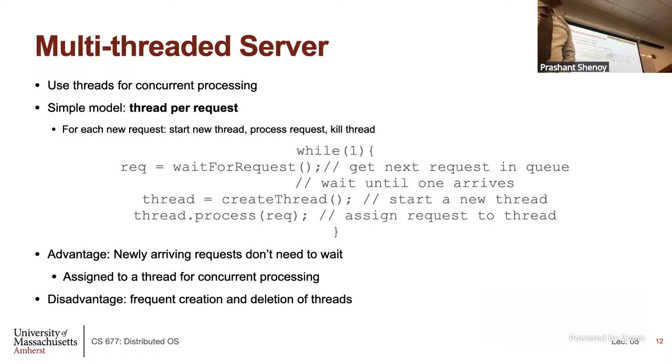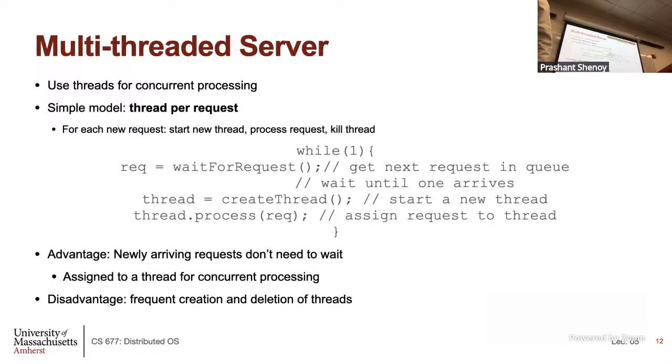So here's the snippet of code for a thread per request model. We're sitting in our while loop. So you wait for a request. So you wait until a request comes. Once a request arrives, you create a thread. That's the create thread. And you ask that thread to process that request. Every time a request comes, create a thread, you hand that request to that thread.